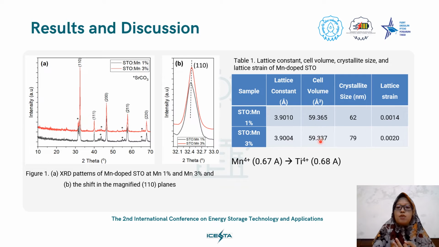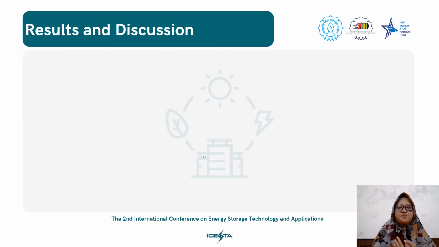Automatically the cell volume also decreases, and here the crystalline size increases, which means that the higher doping promotes the growth of crystal. The lattice strain also increases with the higher manganese concentration, which is because of the insertion of more foreign material into the SrTiO3 host structure.